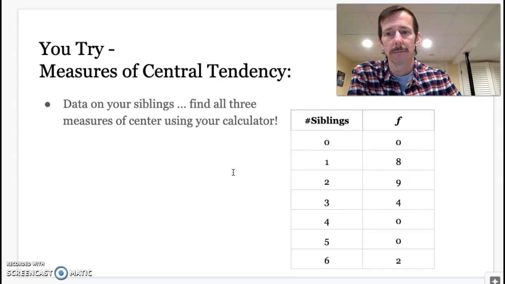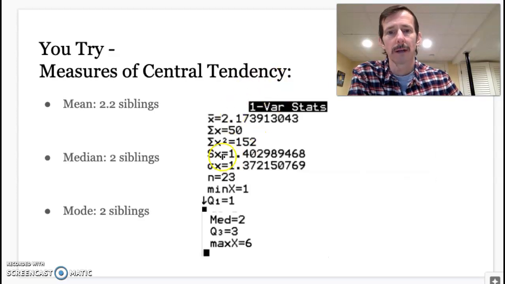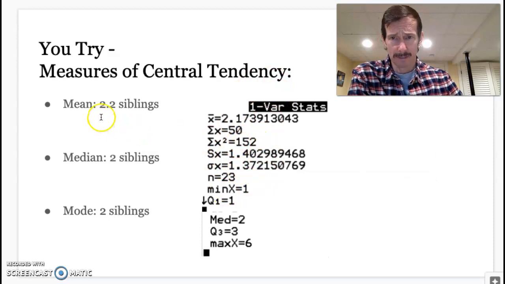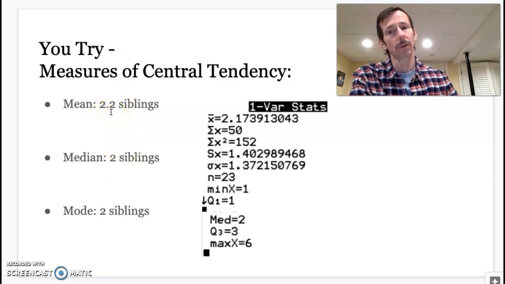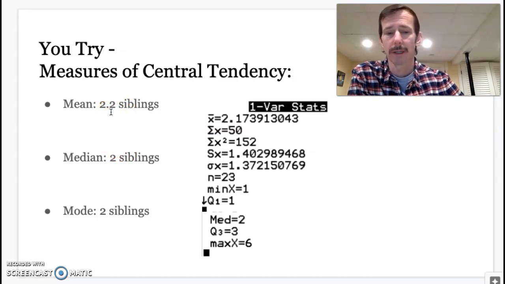All right, here are the values I got when I ran one variable stats, just over 2 siblings. And again, notice that the median and the mean are very close, but the mean is a little bit bigger, and the mean is again being pulled away from the actual middle towards the individuals who had a lot of siblings.